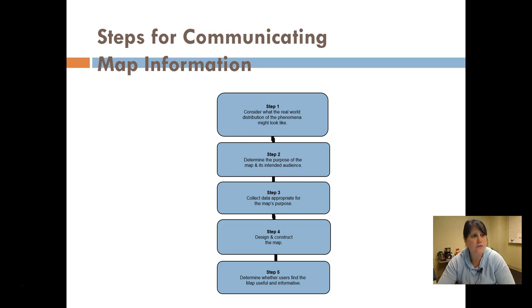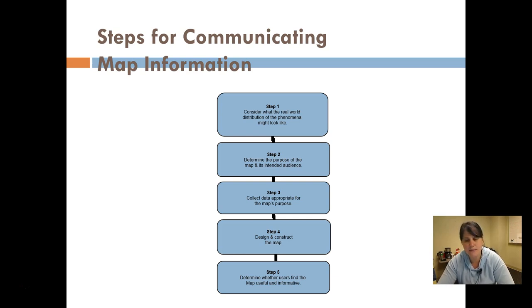And you've seen this before, and this is essentially the steps for communicating map information. This is the map design process, an ordering of how to approach a particular map assignment. So step one would be to consider what the real world distribution of the phenomena might look like, because it helps you figure out how to abstract it on a map.